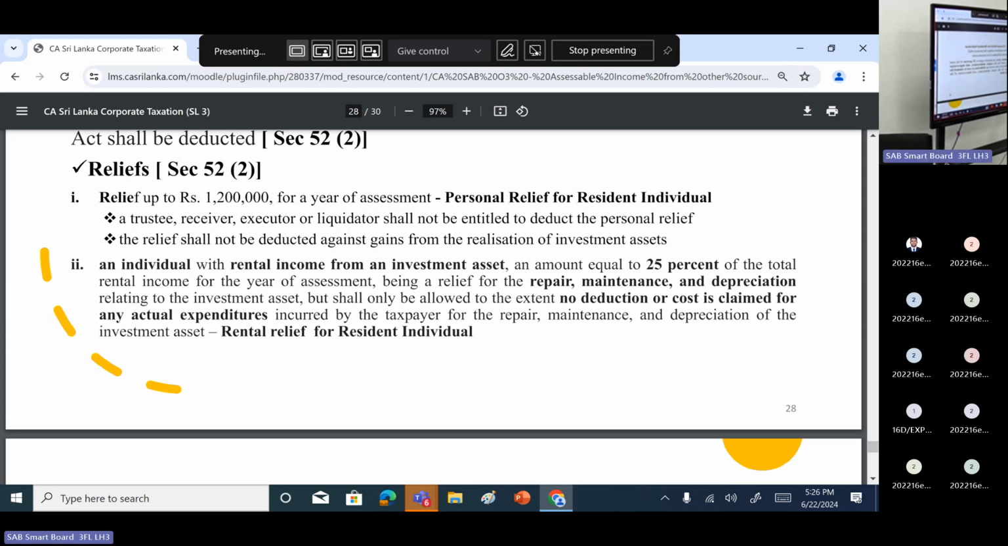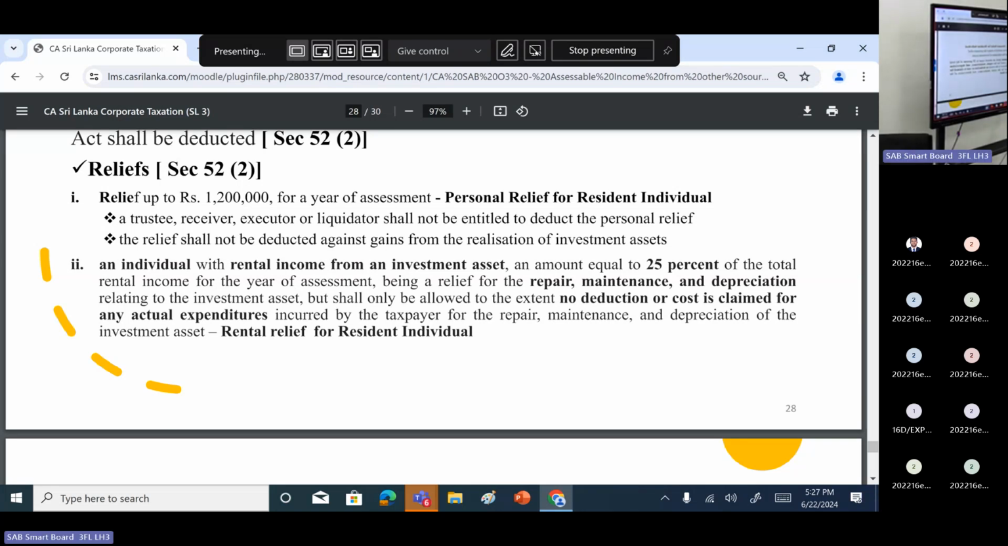Even actual, it doesn't say we cannot do, because when we discuss investment income, section 11 says any expenditure incurred in the production of business income or investment income, he can deduct. Okay. If you are claiming that actual expenditure, we cannot get 25% relief. If we don't have that particular expenditure, we can still claim that.